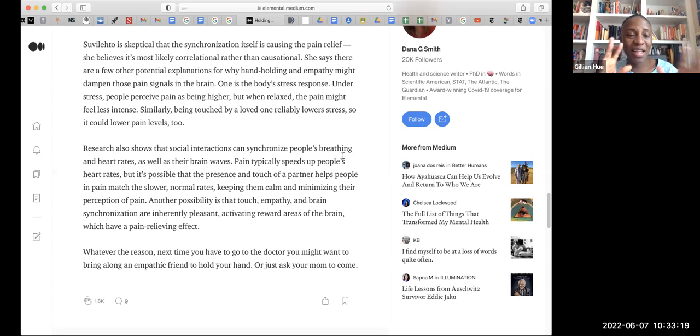So my cousin who had that experience where her husband was holding her hand and it didn't feel like pain, but when she was alone, it felt painful. There's actually science to explain that that happens with many people.